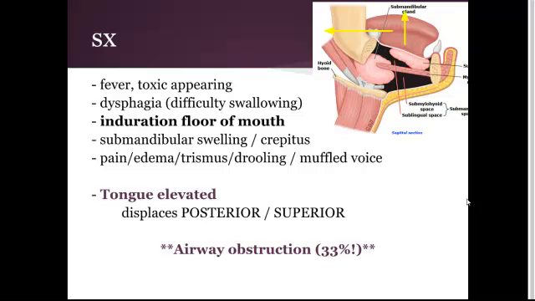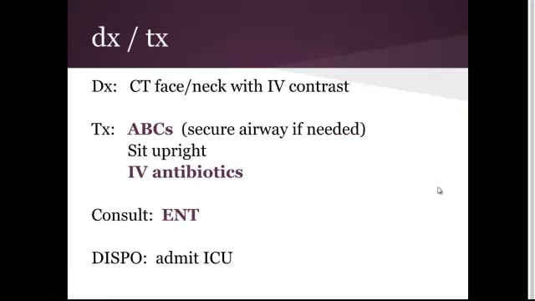Further along in the spectrum, their voice might be kind of muffled. You might hear stridor or see them actually drooling, sitting forward. One thing to especially look for on exam is an elevation of the tongue. The tongue is going to be displaced superiorly and posteriorly. And you can see that that is why you get your airway compromised, and it can actually become obstructed in up to 33% of patients. That's huge. So the diagnosis is going to be a CT face and neck with IV contrast, as well as your clinical suspicion.